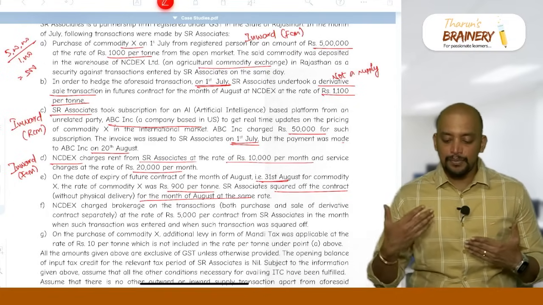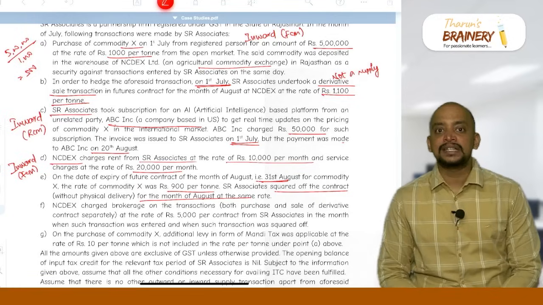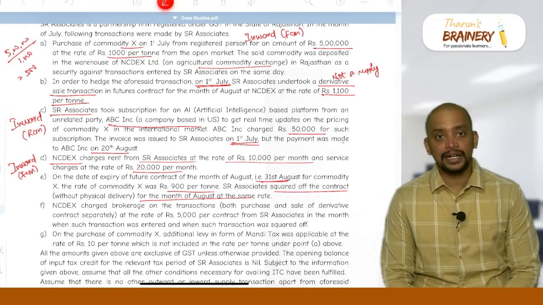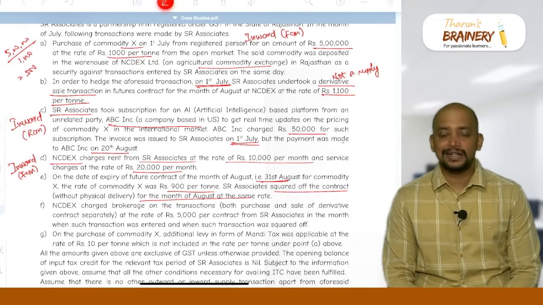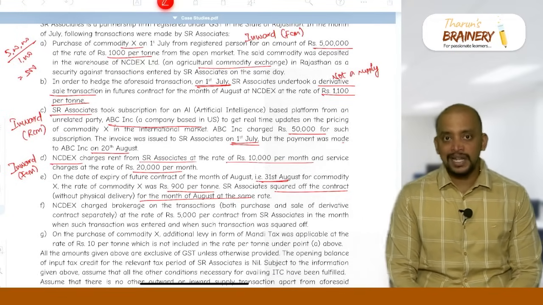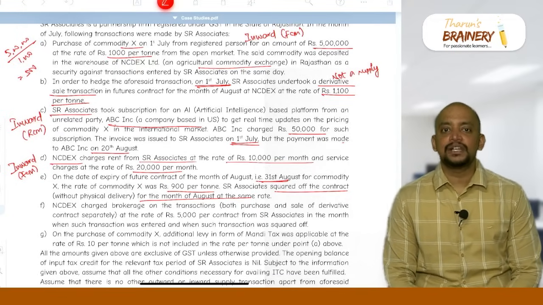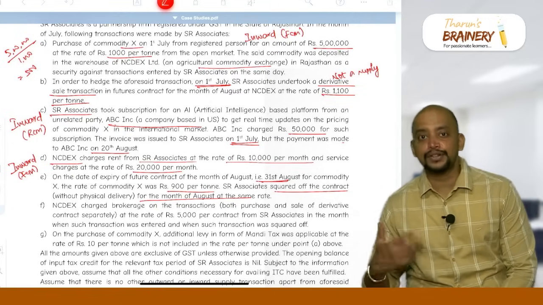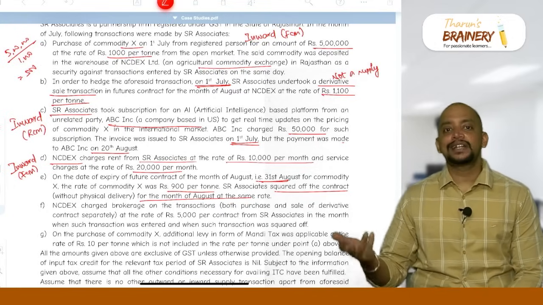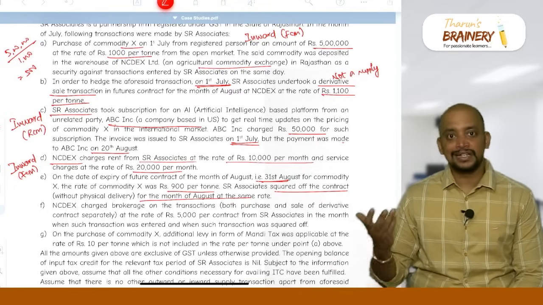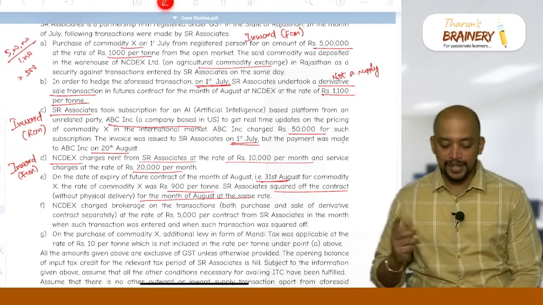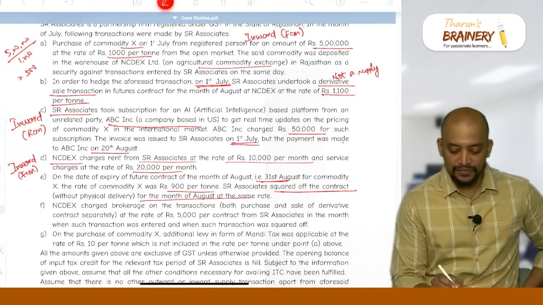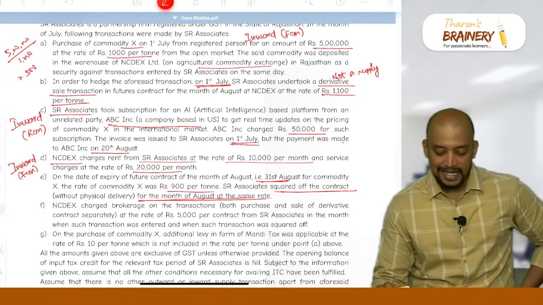Here they made a derivative sale transaction, meaning they entered into a contract to sell at 1100. But today the market rate is only 900. So they will be getting 200 rupees, because they entered into an agreement to sell at 1100 but today's market rate is 900. That is a gain for them. So SR Associates squared off the contract without physical delivery for the month of August at the same rate.